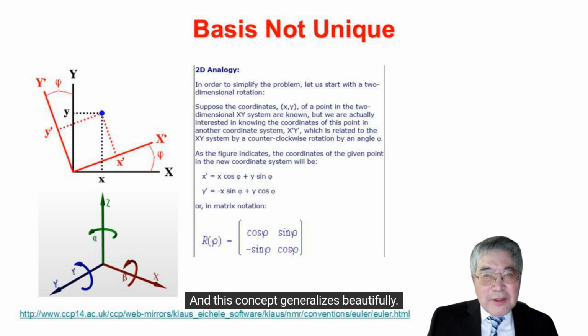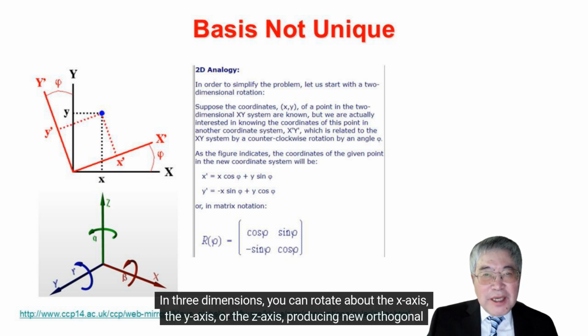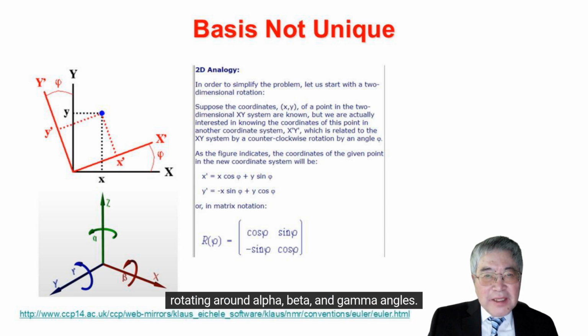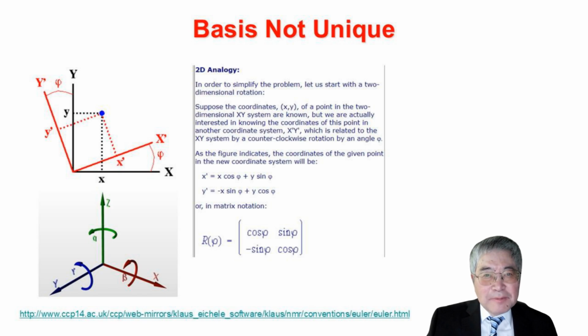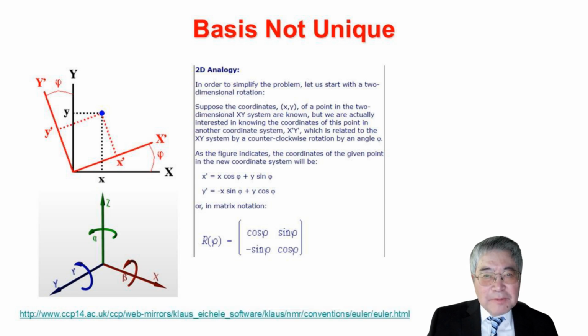And this concept generalizes beautifully. In 3 dimensions, you can rotate about the x-axis, the y-axis, or the z-axis, producing new orthogonal bases in each case. You can also use combinations of these rotations, just like the lower diagram shows, rotating around alpha, beta, and gamma angles. And in n-dimensional space, the same principle applies. So what's the takeaway? The basis you choose to describe vectors is not fixed. You can rotate it, change it, or switch to one that better fits the problem.